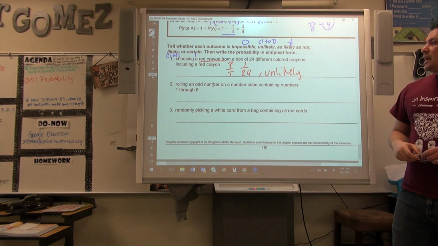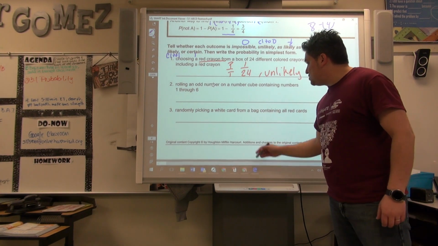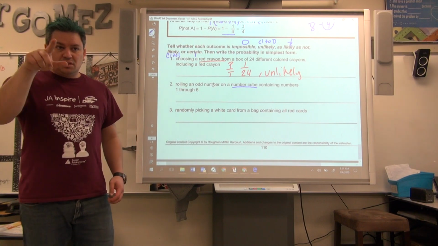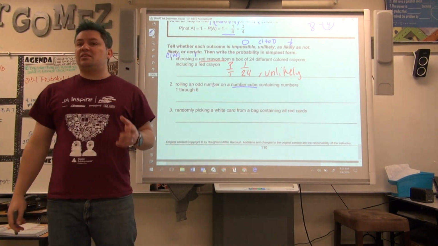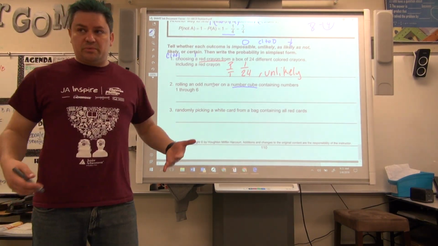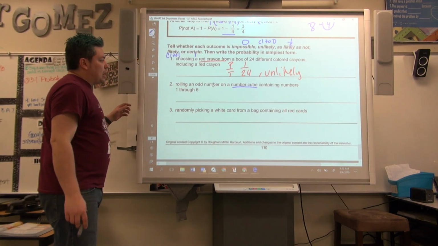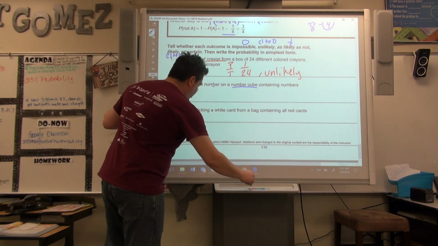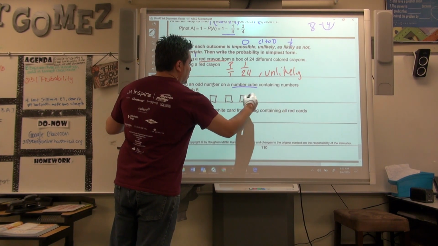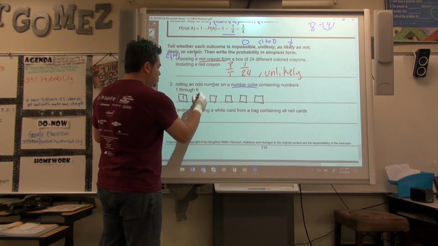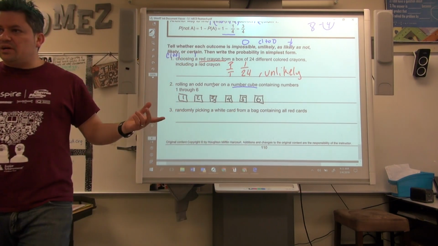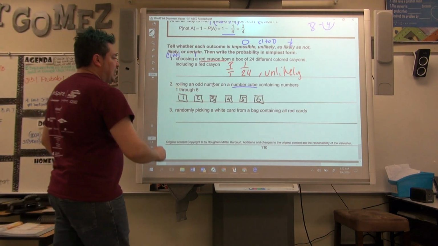Number 2, rolling an odd number on a number cube. Whenever you see the word number cube, that's a dice, a cube with the 6. Whenever it says number cube, it's a dice. Just remember that. Why they like to use a number cube, I don't know. You usually know them as a dice, right? Rolling an odd number. So look at this. If we have a dice, these are the 6 sides. This is 1, 2, 3, 4, 5, 6. You have 6 sides, 6 numbers.